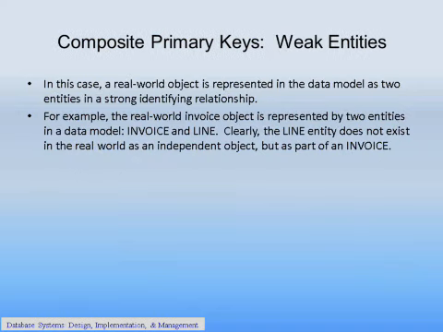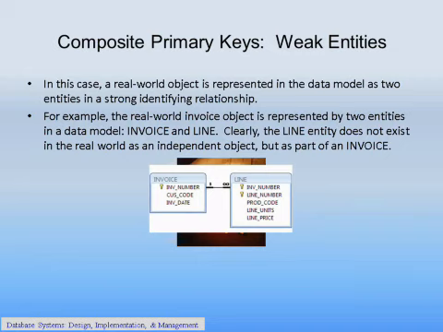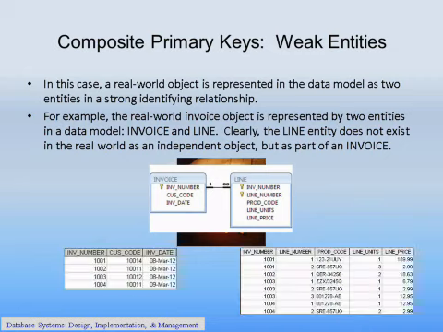Now let's see the use of composite primary keys on weak entities. Imagine the real-world object invoice. This object is represented in the data model as two entities, invoice and line, that share a strong identifying relationship. Two entities are in a strong identifying relationship when the primary key of the dependent entity, line, inherits the primary key of the parent entity, invoice, as a primary key component. Notice that the line composite primary key inherits the invoice number primary key component from the invoice table.